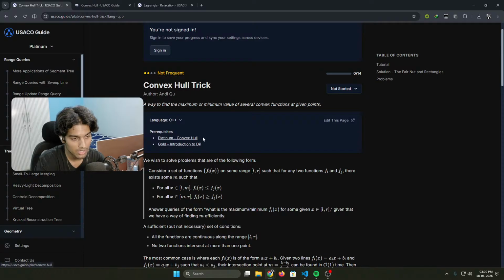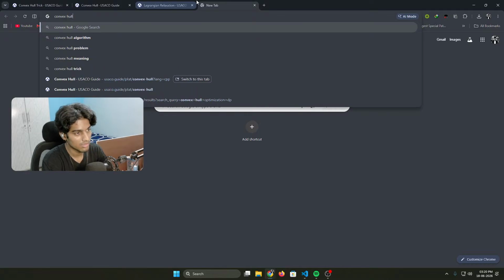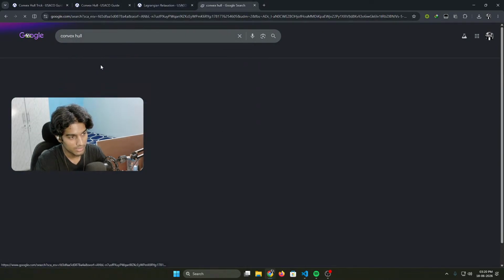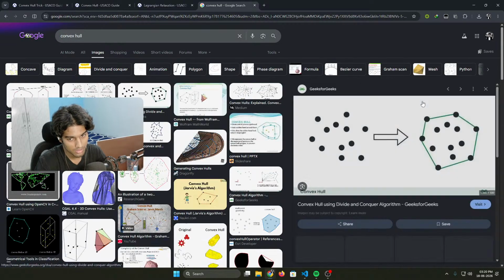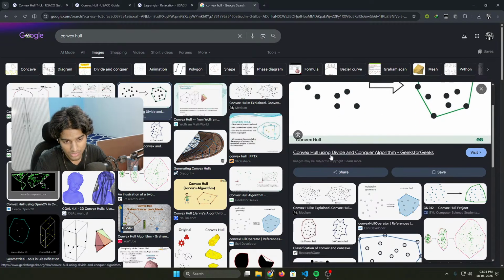Prerequisites are, so I should know what a convex hull is. I already know what a convex hull is. It is basically the surface, sort of a rubber band that contains all points. So this is a convex hull. Convex hull using DNC. All these advanced DP optimizations are related.